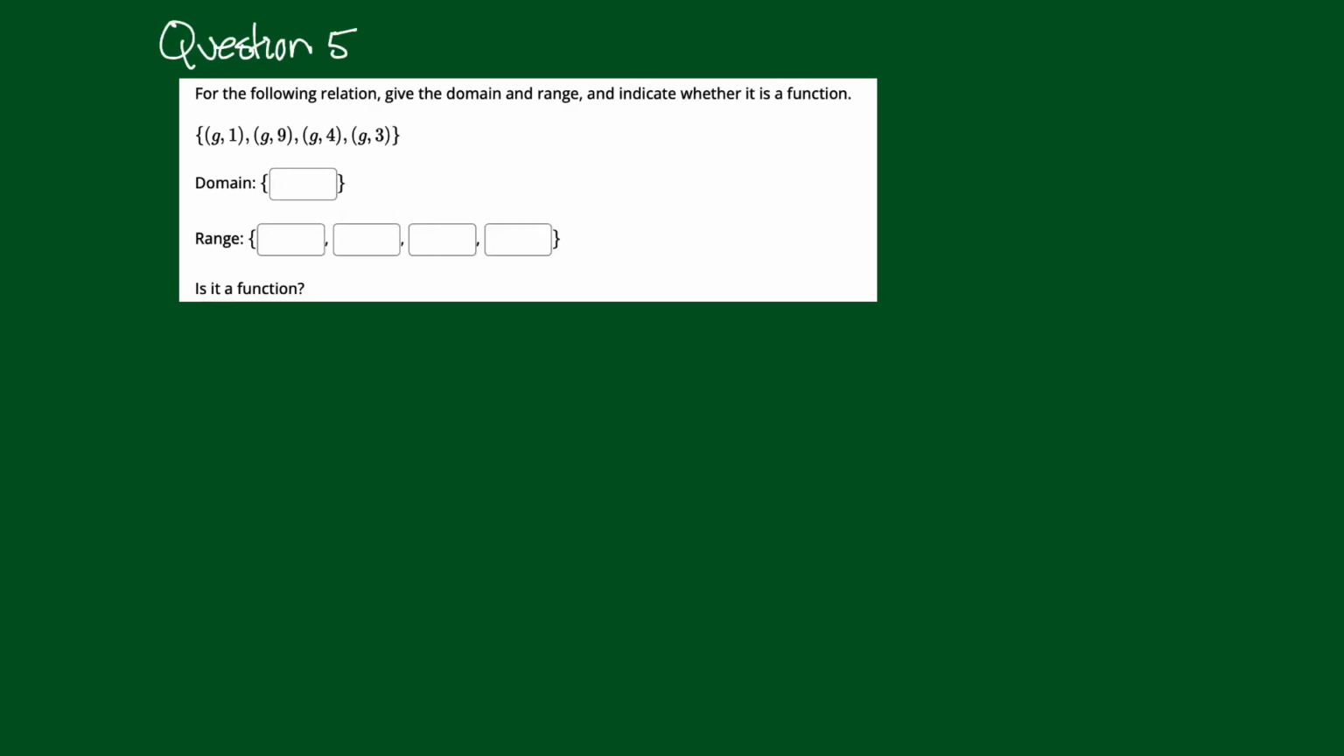Question 5, what do you think? Is this relation a function? Let's look at the domain. The domain is the collection of first elements. All the first elements are G. So the domain here is G. The range, second elements, we've got a 1, a 9, a 4, and a 3.